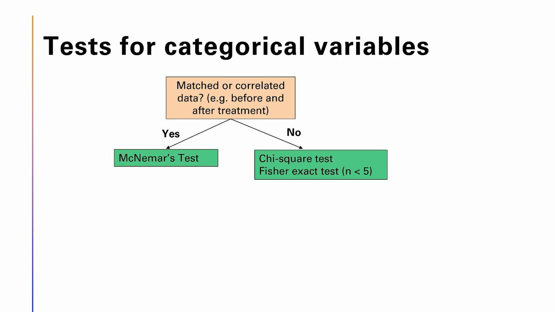The choice between chi-square and Fisher exact test is based on the sample size. For the smaller size, where any group has less than 5 patients, the Fisher exact test is actually preferred. Otherwise, it's quite common to just use the chi-square test for sample sizes bigger than 5.